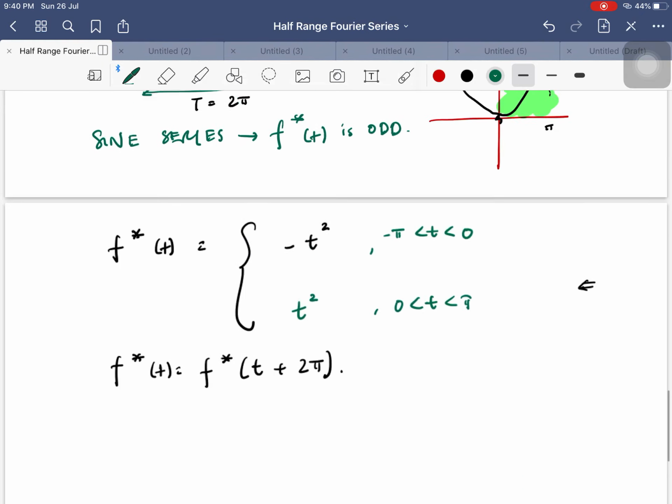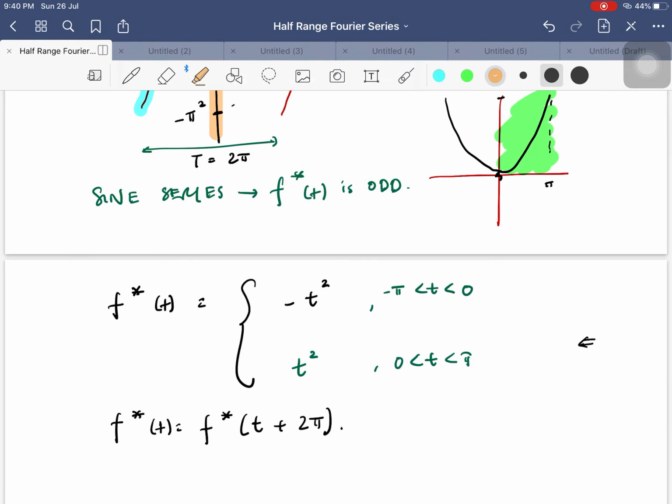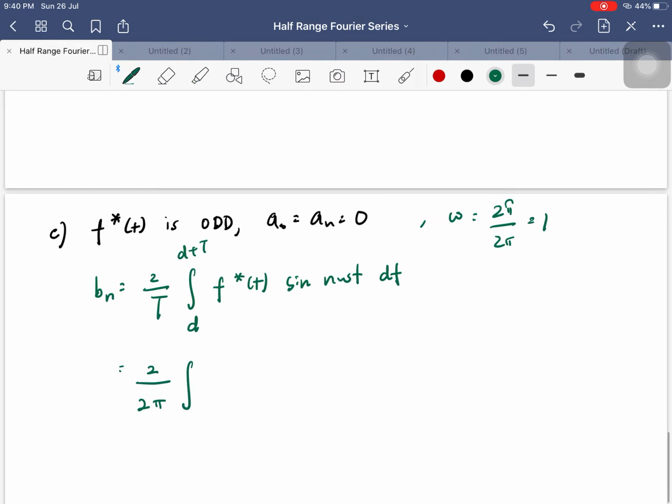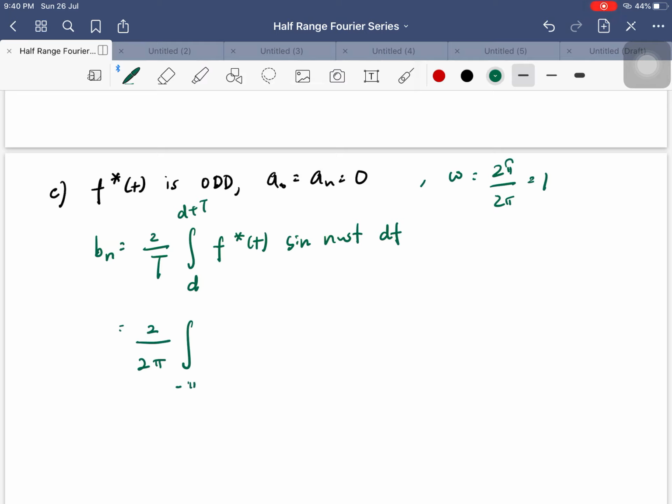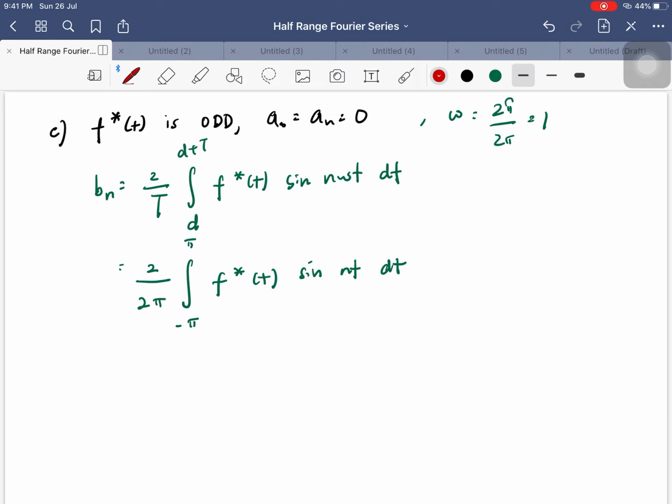So my integral, what is going to be my d and d plus T value? I'm going to have it from negative pi until pi. So that is going to be my lower and upper limit. So from negative pi to pi of the function f star t, sine of nt dt. So the same trick that we used previously. Before we start substituting our f star t, have a look at the property first. This is an odd function. Sine is odd as well. When you multiply both of these, the product is going to be an even function.